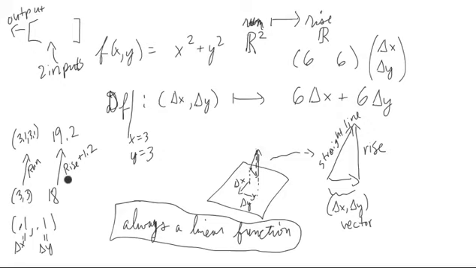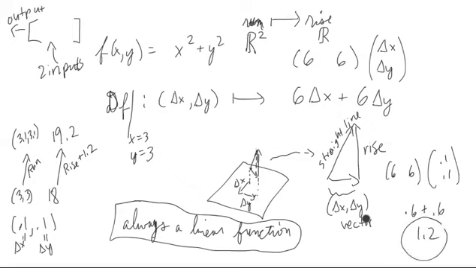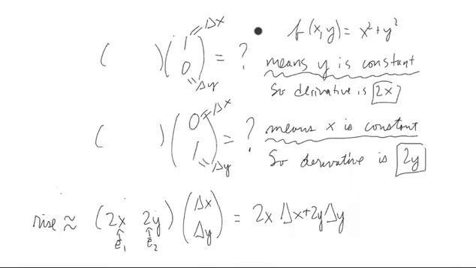1.2. Because we can plug 0.1, 0.1 into this function, and we end up getting 0.6 plus 0.6, which is 1.2. Okay, so let's actually see how we came up with that matrix.